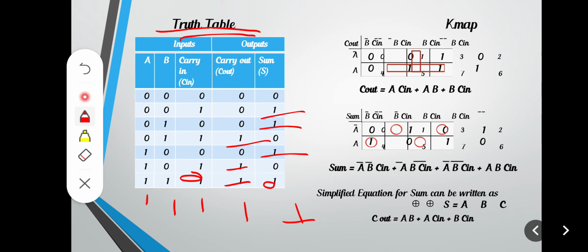This is the boolean expression of the sum output. So the simplified equation for sum can be written as sum output. This is the expression of carry output. So we can find the minimal expression using the K map, 3 variable K map.